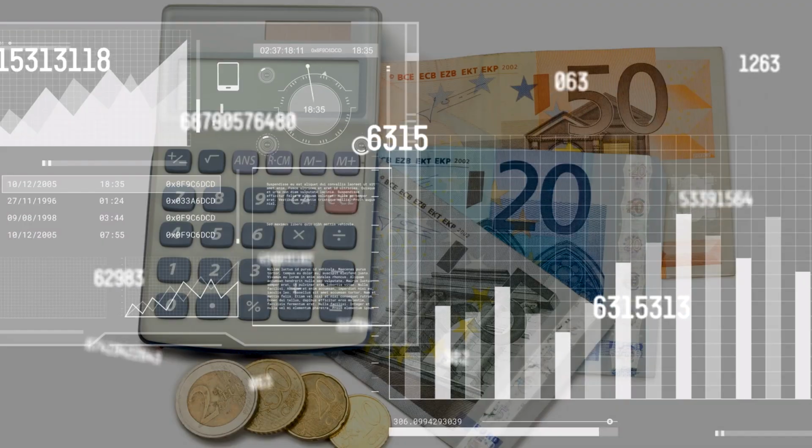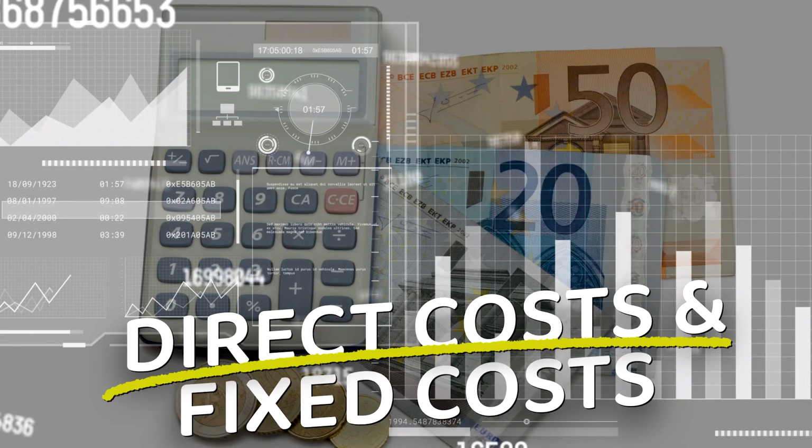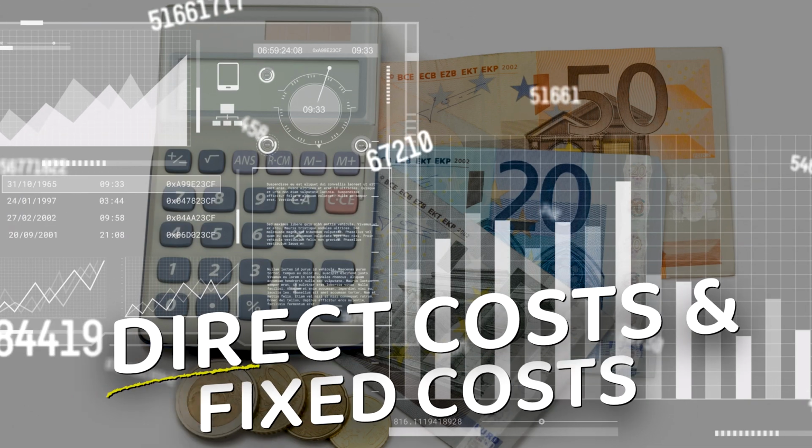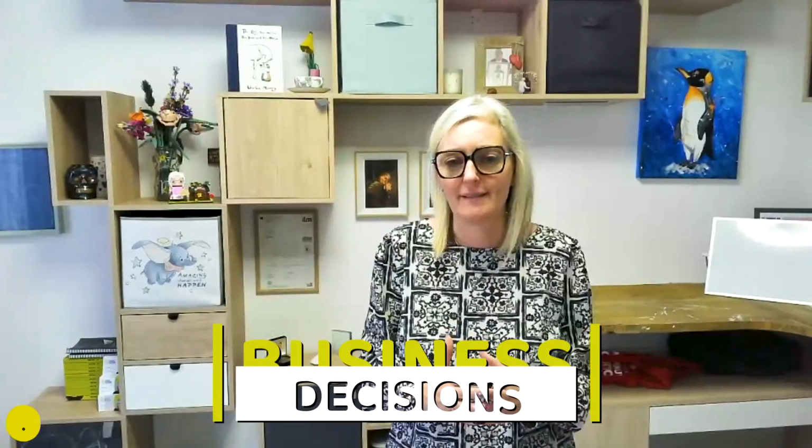In this video, we're exploring the difference between direct costs, also known as cost of sales, and fixed costs, your business expenses. Understanding the difference is key to making smart business decisions and pricing your services correctly. Getting this right is absolutely vital for your business success. Let's use an accountancy practice as an example.